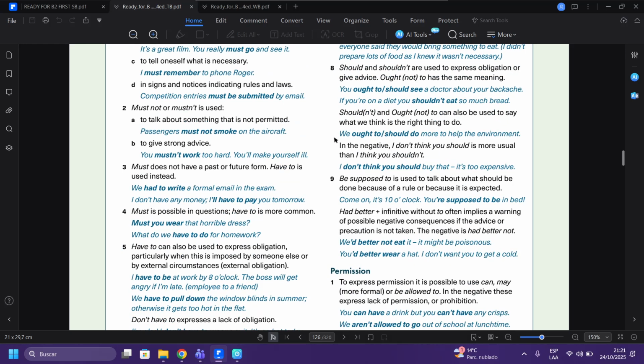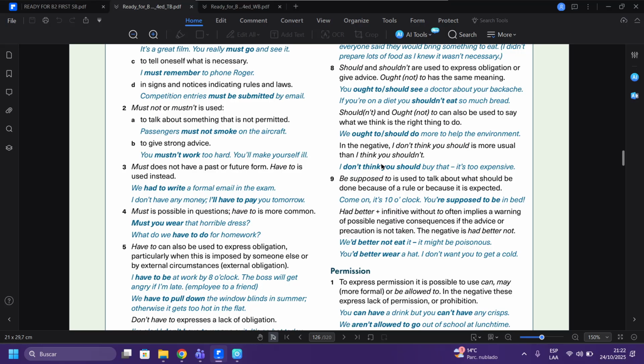Then we have should and shouldn't, which are used to express obligation or give advice. Ought not to has the same meaning, alright? For example, you can say, you ought to or you should see a doctor about your backache, alright? By the way, do you know what is the difference between ought to and should, my dear Sarah?